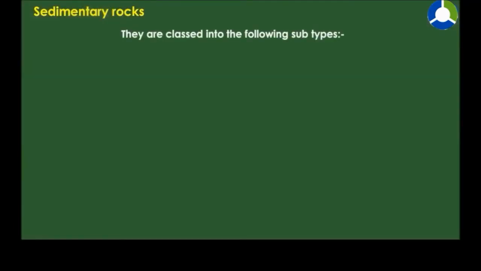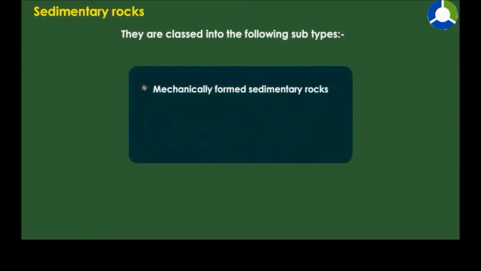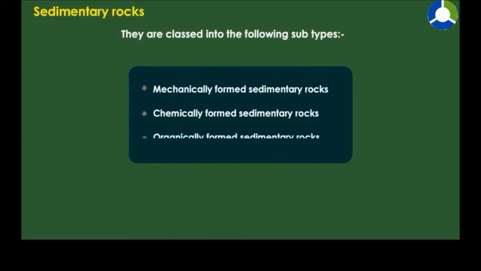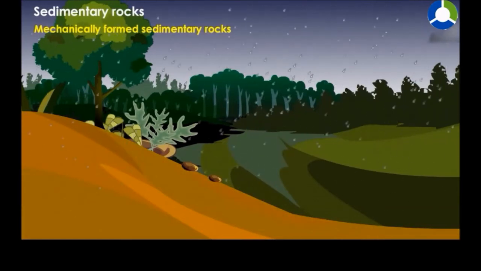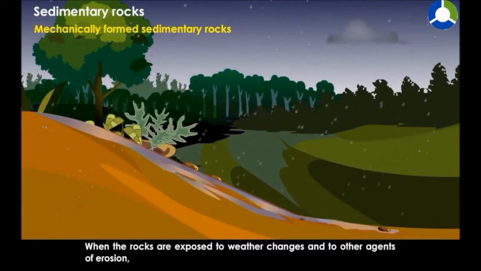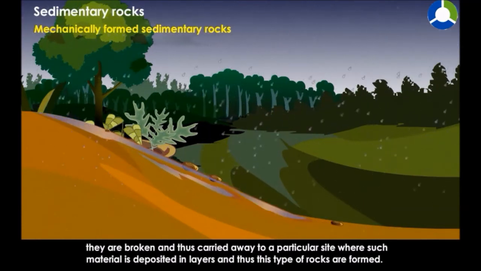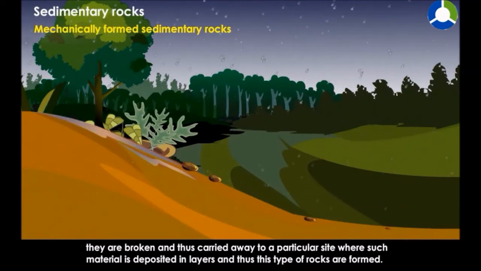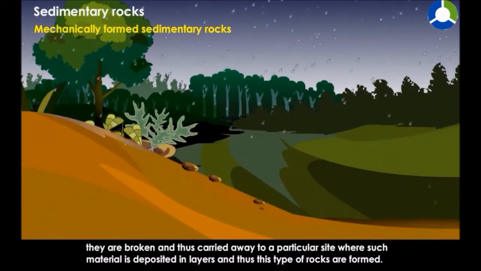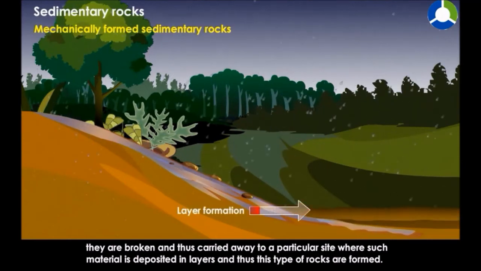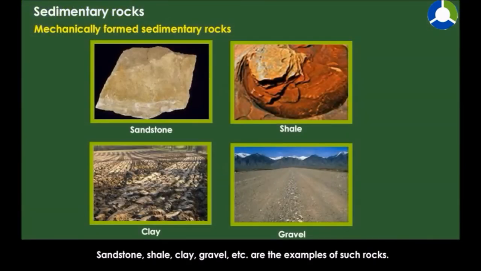They are classed into the following subtypes: mechanically formed sedimentary rocks, chemically formed sedimentary rocks, organically formed sedimentary rocks. Mechanically formed sedimentary rocks. When the rocks are exposed to weather changes and to other agents of erosion, they are broken and thus carried away to a particular site where such material is deposited in layers, and thus this type of rocks are formed. Sandstone, shale, clay, gravel, etc. are the examples of such rocks.